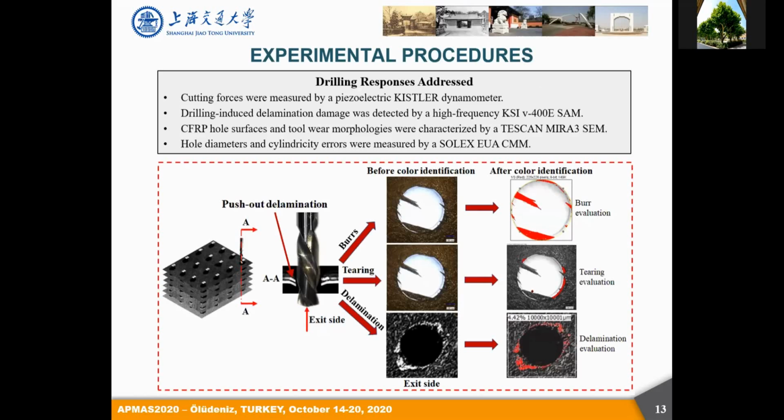During the machining of the high-strength CFRP composite, we will seek to identify and evaluate the drilling responses. So here I summarize the key machining responses addressed in our work. Firstly, we will investigate the cutting forces using a dynamometer. Secondly, we will evaluate and quantify the drilling-induced delamination damage using scanning microscopy. Then the CFRP hole surface and tool morphologies were characterized by SEM. And eventually the hole diameters and cylindricity errors were quantified by a CMM.